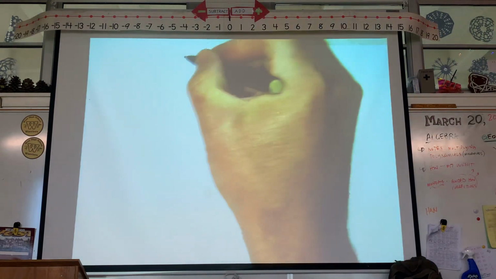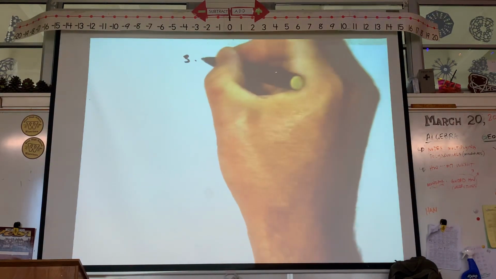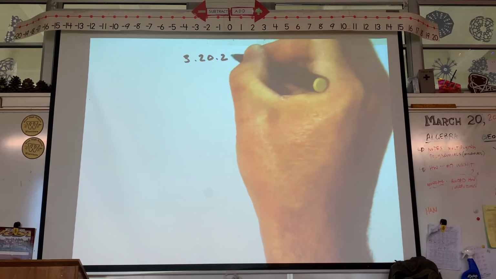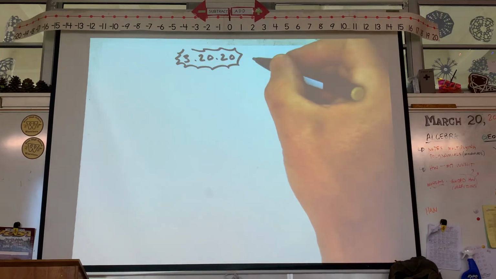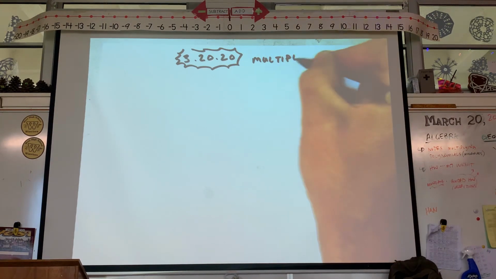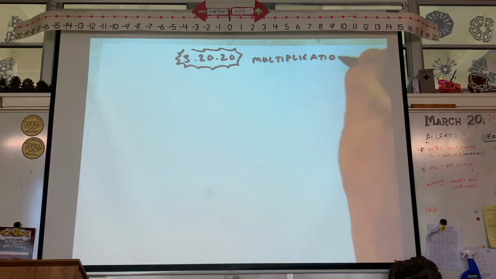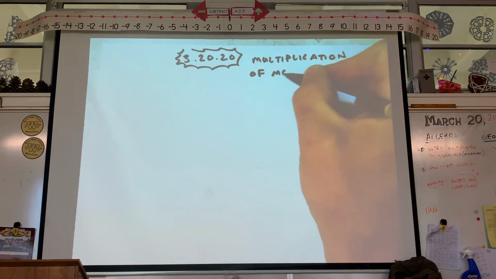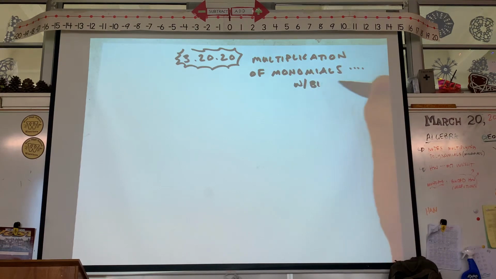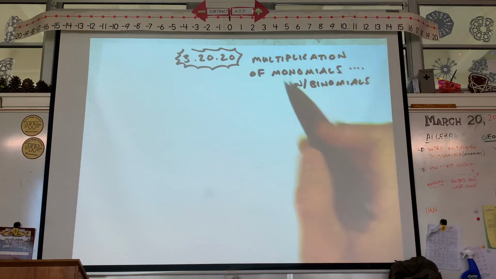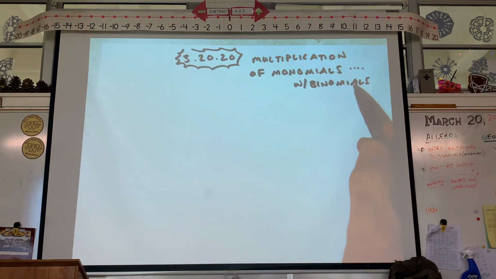Okay, here we go. It is Friday, 3/20/20. And this is multiplication of monomials with binomials. Remember, mono is one. We're multiplying single terms with binomials and trinomials, which is the doubles and the triples.